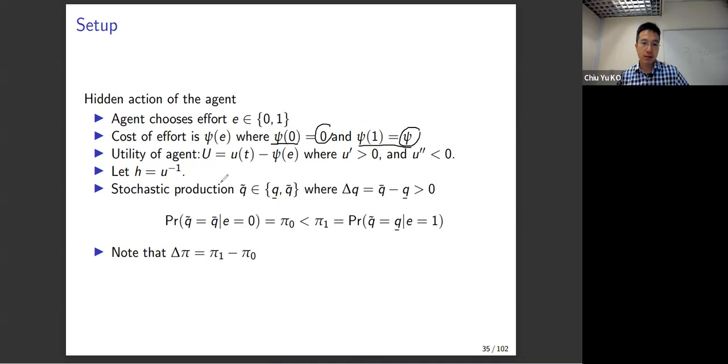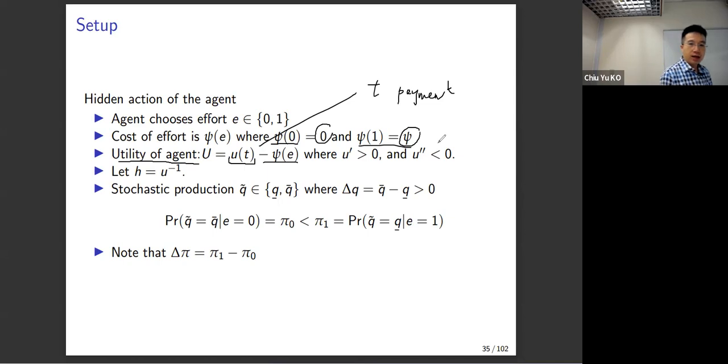And the utility of the agent would be U of the payment, T is the payment, and how much effort you do. Do note that we require U of T to be increasing in money, increasing at a decreasing rate. And we'll define H to be the inverse of U, which will be clear later.